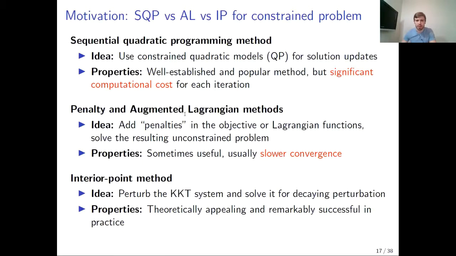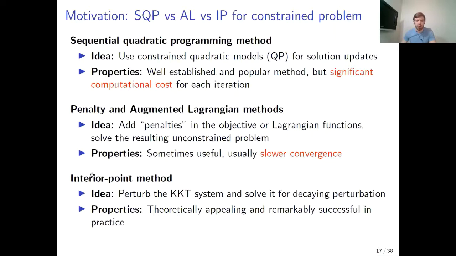Penalty and augmented Lagrangian methods allow us to consider an unconstrained problem instead of a constrained one by adding penalties to either the objective function or the Lagrangian function. So we can solve the unconstrained problem with other well-established techniques like Newton's method or gradient descent. It is sometimes useful and usually has slower convergence than SQP.